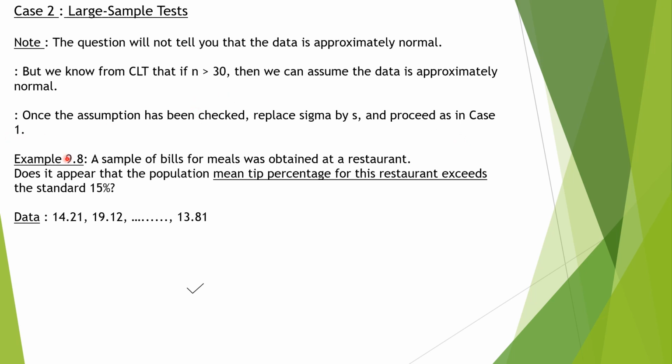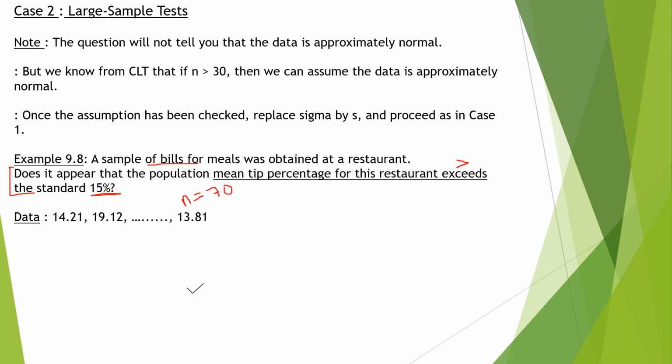Now, let's have a look at example 9.8 from your textbook. We are given a sample of bills for meals from a restaurant, and the question asks, does it appear that the population mean tip percentage for this restaurant exceeds the standard 15%? So your mean will be mu, and this is your mu 0, and exceeds meaning greater. Another thing is that this was the data I got from the textbook, and your n, the sample size, was actually 70. I forgot to mention that.